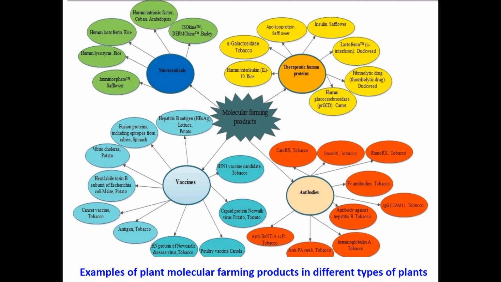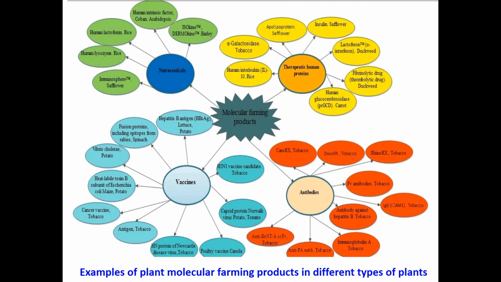Vaccines can be produced: hepatitis B antigen in lettuce and potato, and then fusion proteins including epitopes from rabies in spinach, Vibrio cholerae in potato. Likewise, we have a cancer vaccine antigen in tobacco, human growth hormone in many plants, a poultry vaccine in canola, the capsid protein of Norovirus in potato and tomato, and an H5N1 vaccine candidate in tobacco. These are the vaccine category.